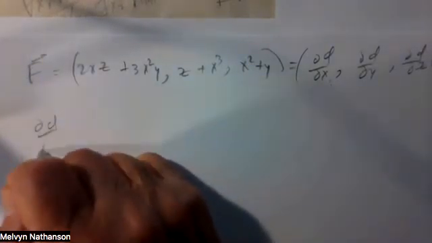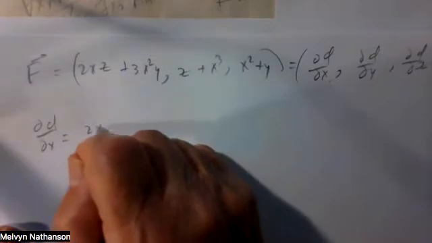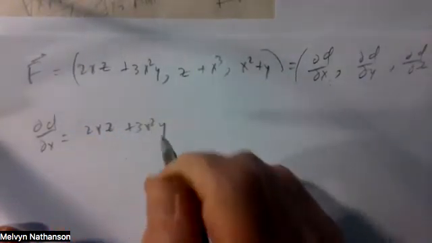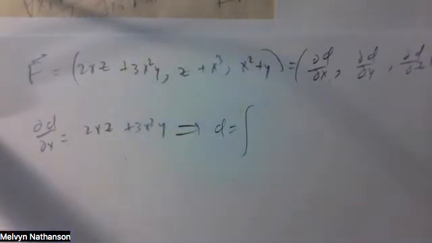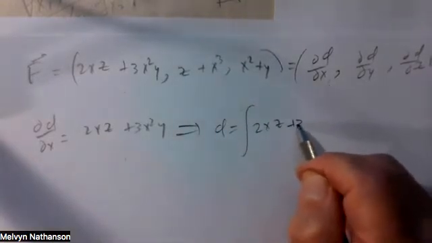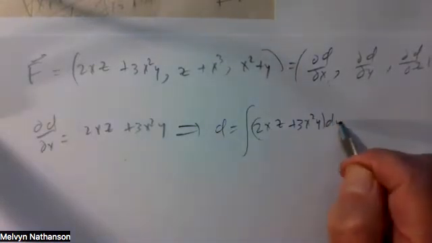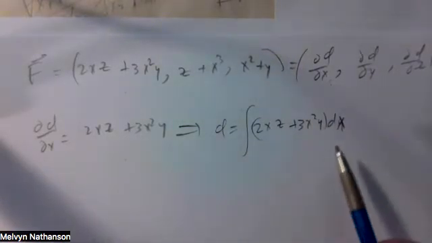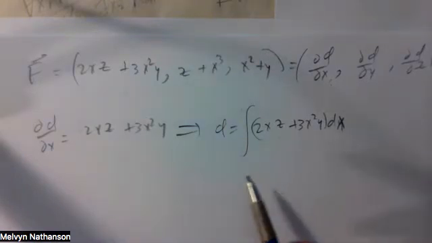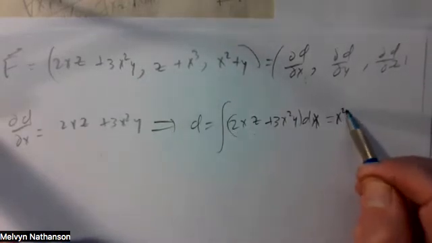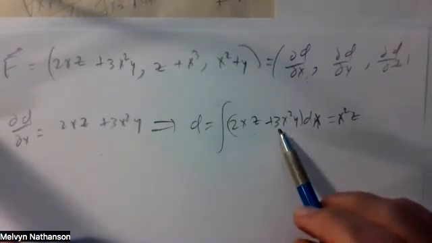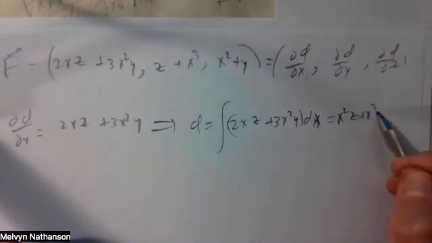This says, if you look at the first coordinates, the partial of phi with respect to x is going to be 2xz + 3x²y. So that means phi is going to be an antiderivative of 2xz + 3x²y dx. It's going to be some function which, when you differentiate with respect to x, gives you this. And one such function is, the integral of 2x is x², so you get x²z. The integral of 3x² is x³y.